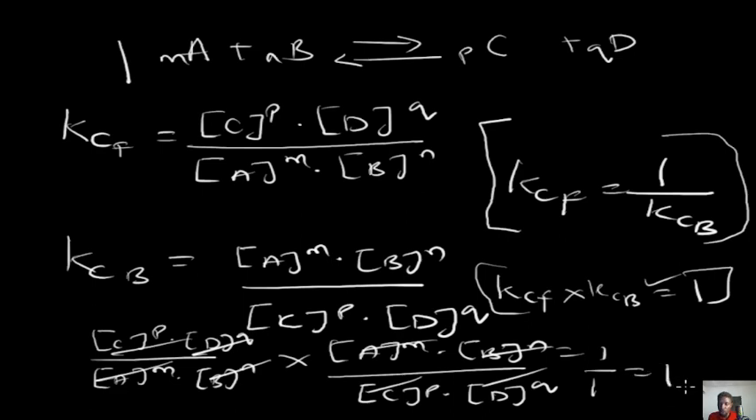1 divided by 1 equals 1. So when you do the product of two reversible equilibrium constants, the value is going to be equal to 1. Okay, so we've answered that. Let's move ahead.